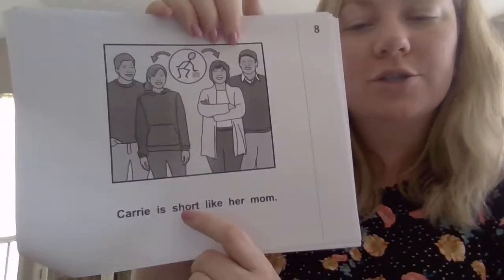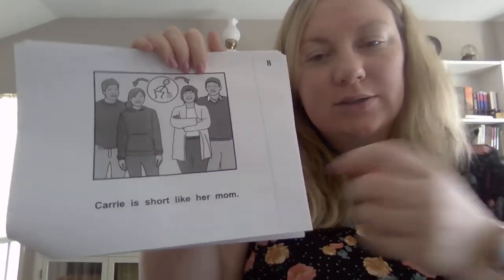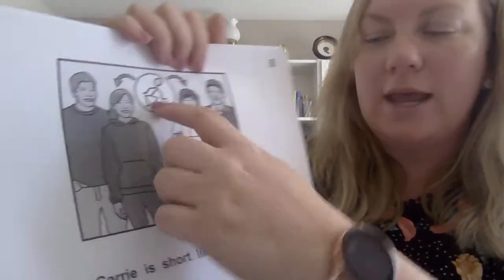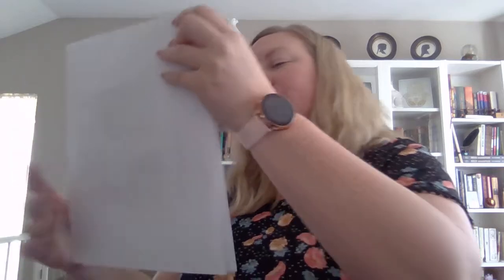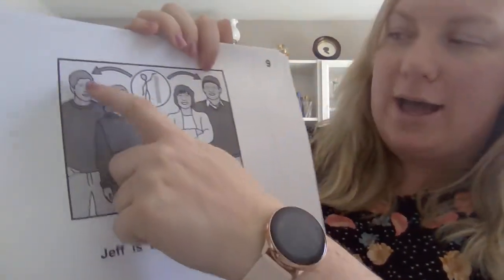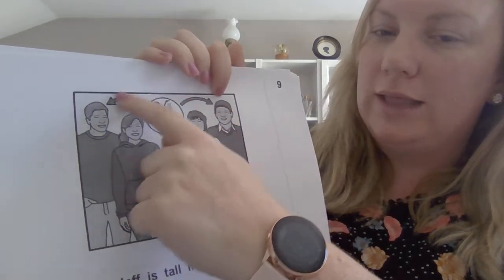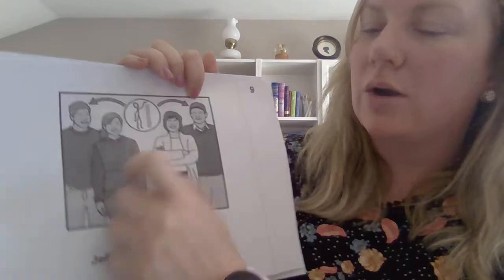It says Carrie is short like her mom, right? So the way that our body is built is a trait that comes from our DNA. And this picture here is the symbol for short. Next page says Jeff is tall like his dad. So they are alike. Jeff and Dad are alike, and Carrie and Mom are alike.